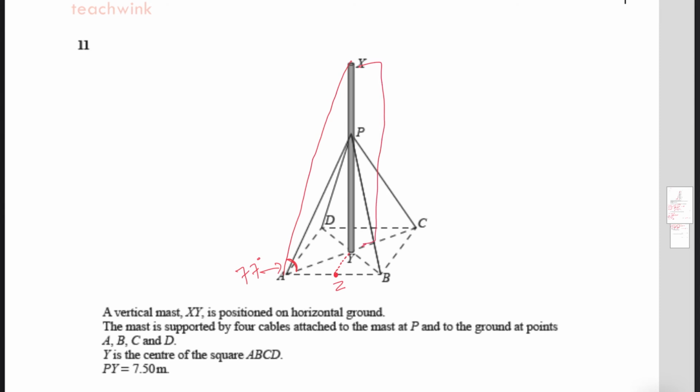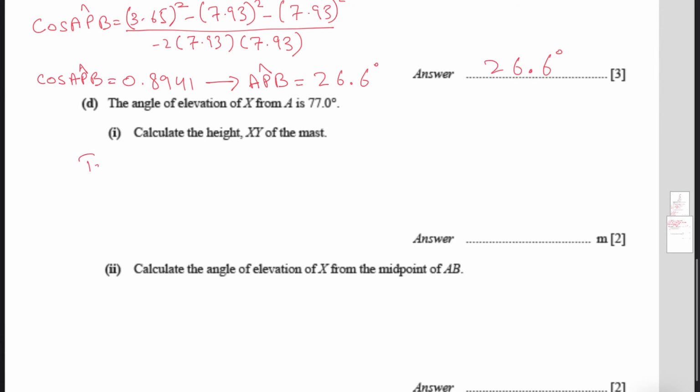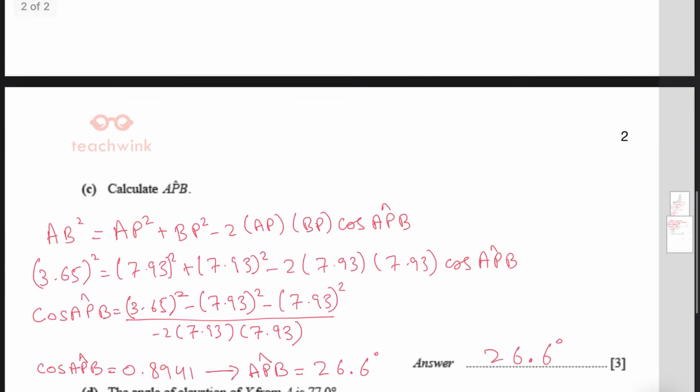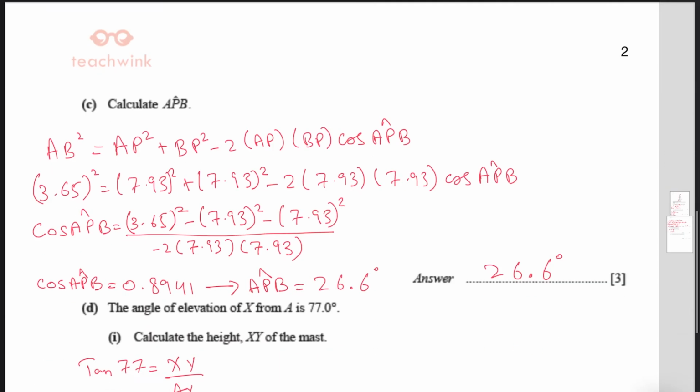But what do we have? We do have AY. So we use tan. So we say that tan 77 degrees is equal to the opposite, which is XY, divided by the adjacent, which is AY. We do know the length of AY, so tan 77 degrees is equal to XY divided by AY, which was, what was the length of AY? I am not able to figure that out. Yeah, 2.58.